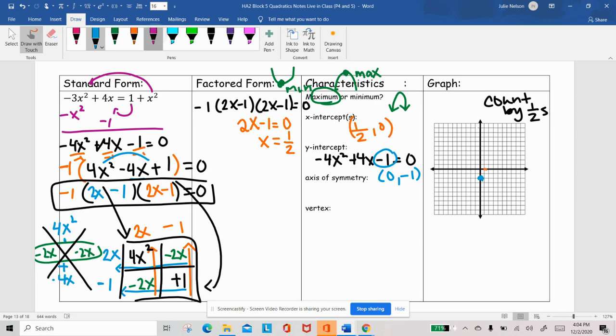Okay, the axis of symmetry. The axis of symmetry is always between the two x-intercepts. But be careful, I have two x-intercepts that are exactly the same, which we call a double root, not Dr. Pepper. So DR is double root. If I had two x-intercepts exactly the same, (half, 0) and (half, 0), where would the middle be? The middle would be at half. So our axis of symmetry is x equals half.